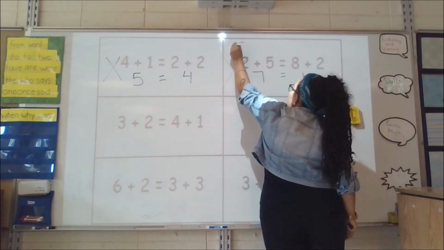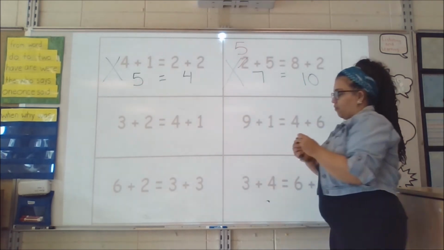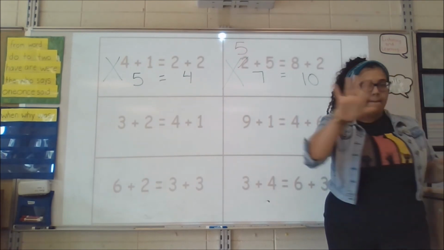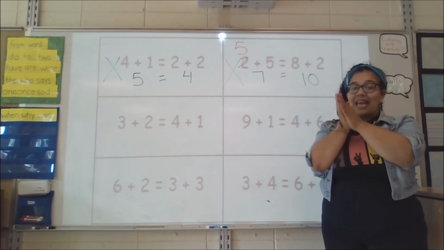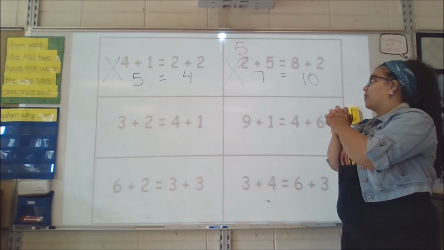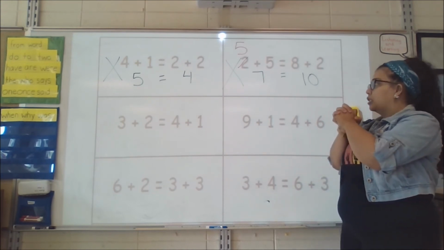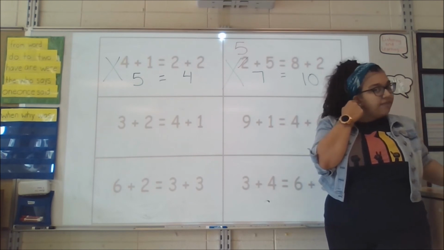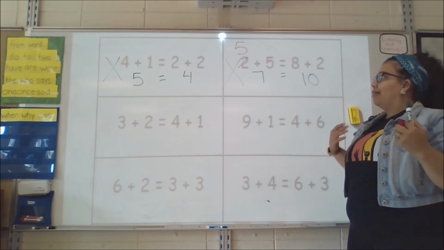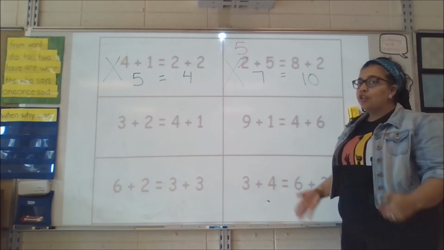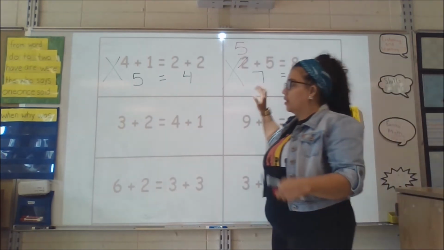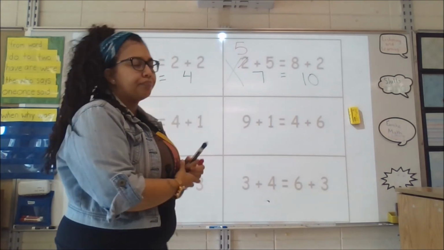Change this 2 to a 5, because 5 plus 5 is 10, and 10 does match 10, because 5 plus 5 is equal to 8 plus 2. So that's one way we can fix it. Is it the only way to fix it? No, we could have made the 5 bigger. We could have made the 8 smaller. There are other right ways. This is the one that we chose to model today.